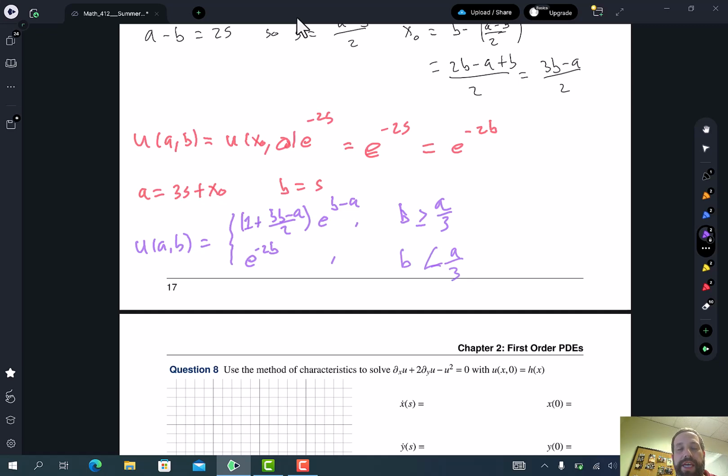Notice when b is equal to a over 3, the top formula and the bottom formula are equal. So we could even include that right there, and it wouldn't be ambiguous or anything like that. Okay, so that is the solution for this problem. There we go.